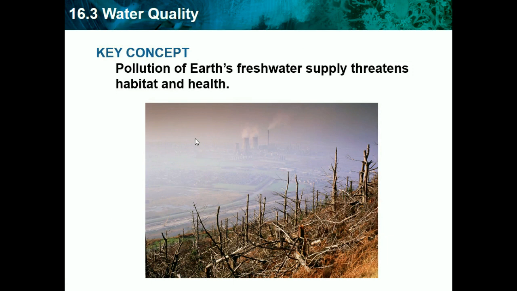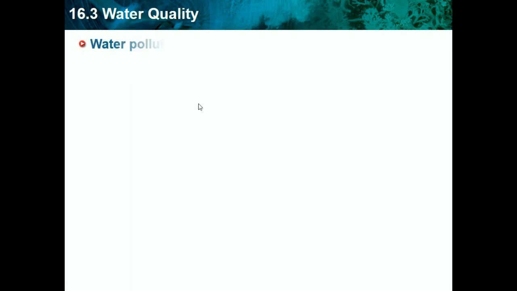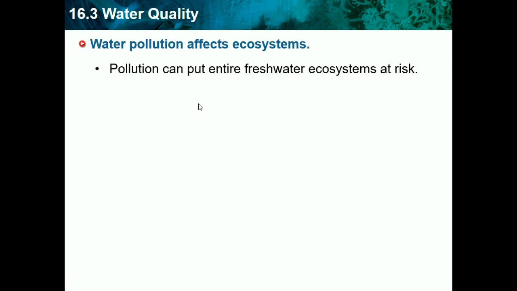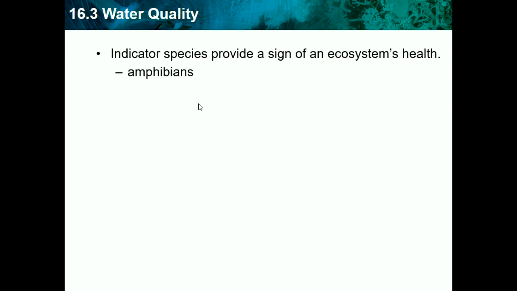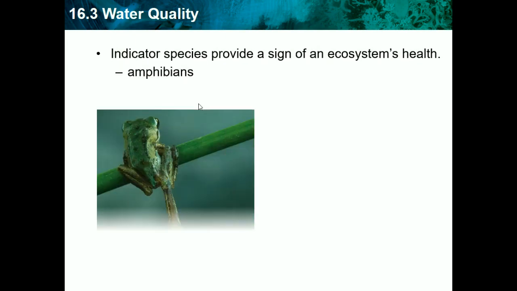So 16.3, water quality. The key concept here is that pollution of Earth's freshwater supply threatens habitat and health. Water pollution affects ecosystems. Everything in the biosphere uses water, so it's really bad for ecosystems. Pollution can put entire freshwater ecosystems at risk. Indicator species provide a sign of an ecosystem's health. These are species that scientists look at to judge the health of the ecosystem, and they're usually amphibians because they're very prone to pollution.